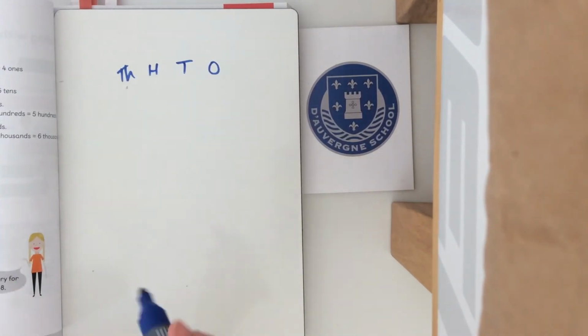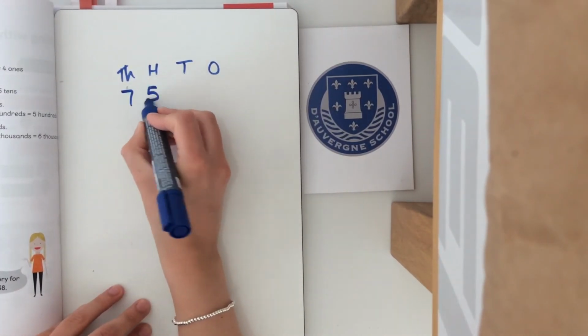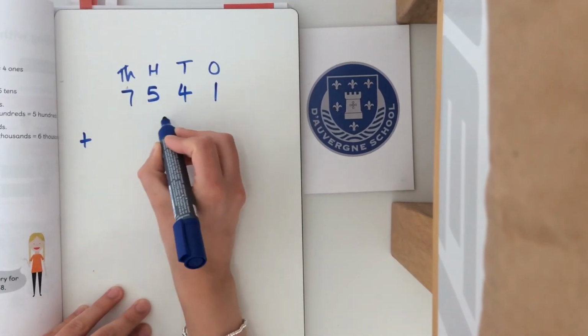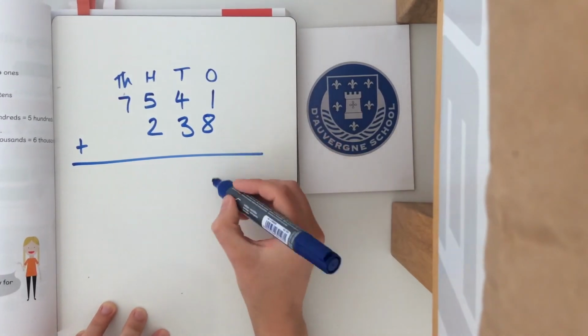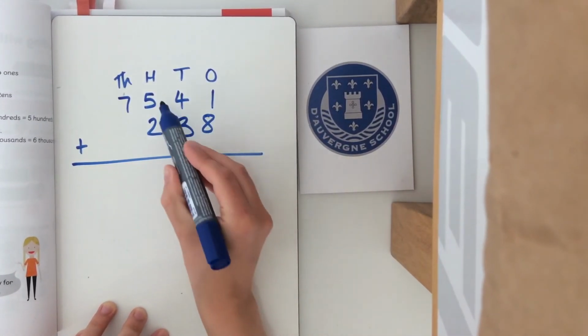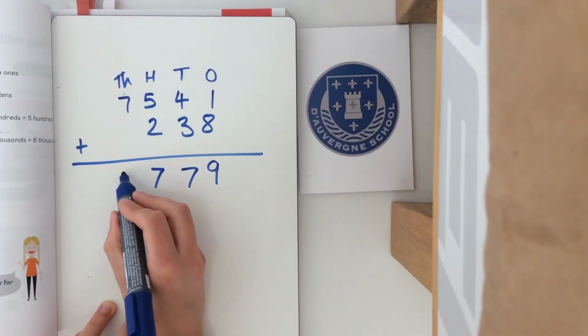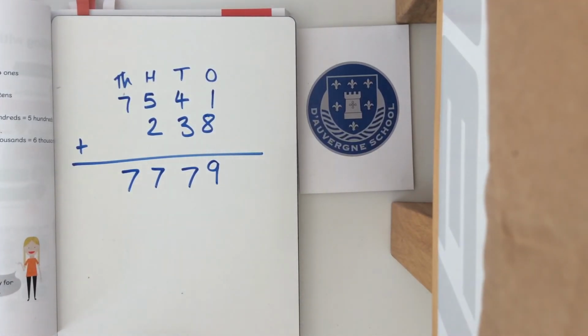And the last one is 7,541 add 238. 1 add 8 is 9, 4 add 3 is 7, 5 add 2 is 7, and 7 add nothing is 7. So 7,779. Well done if you got all those correct. If you had a go at thinking of a story for 7,541 add 238, then do feel free to please post it on our stream, and I'd love to see what we've come up with there.